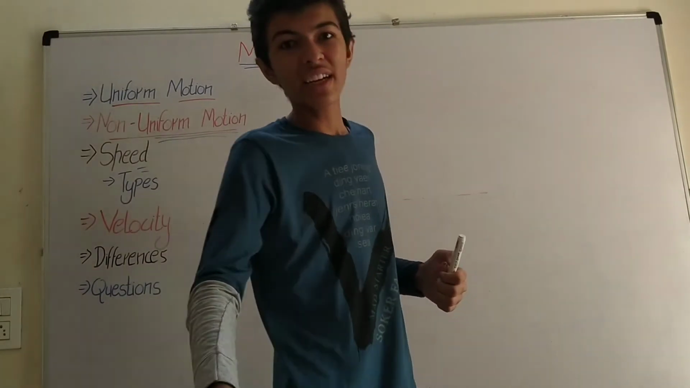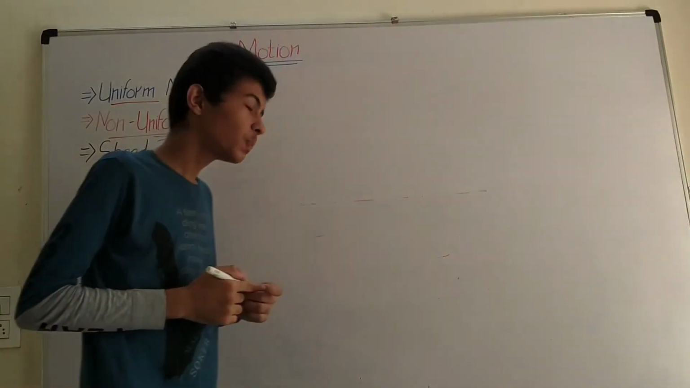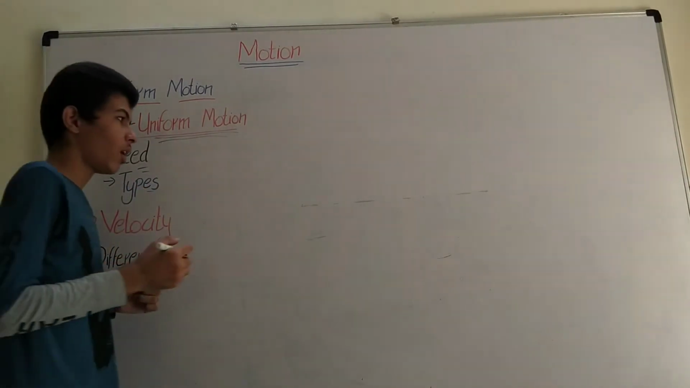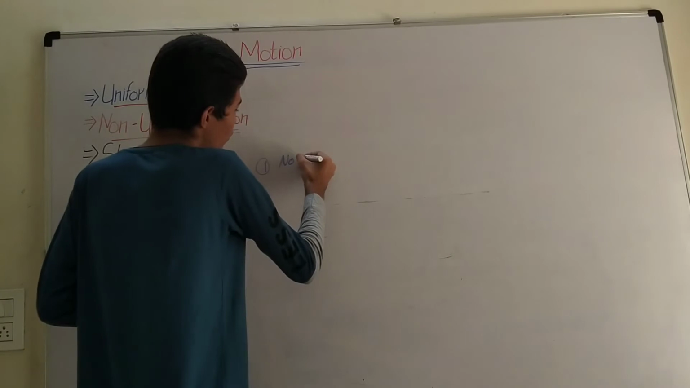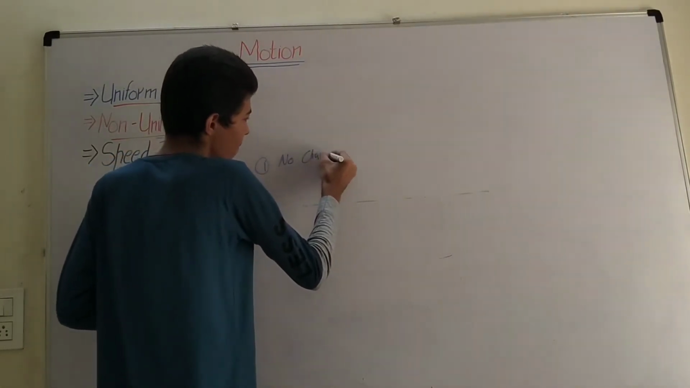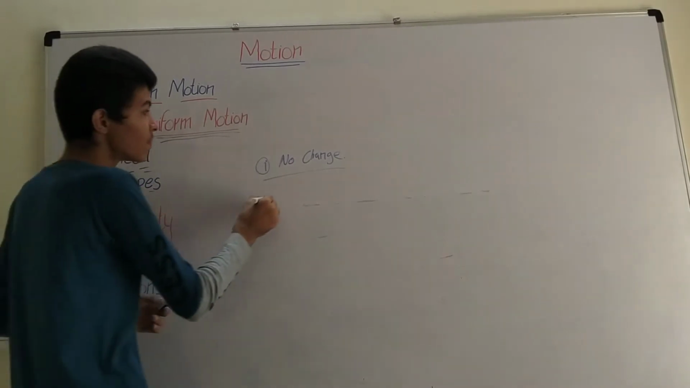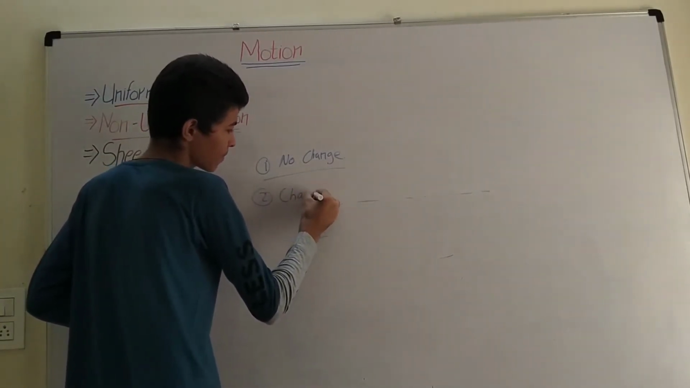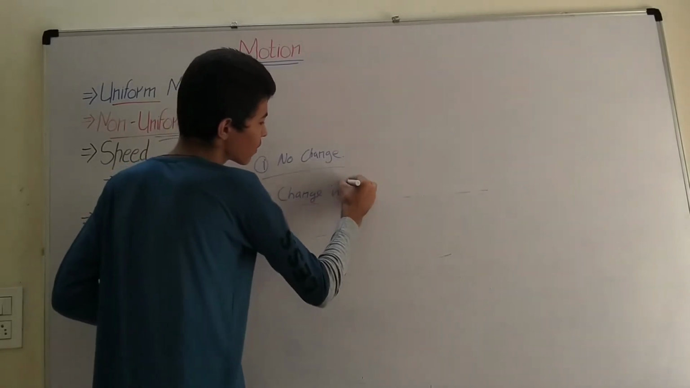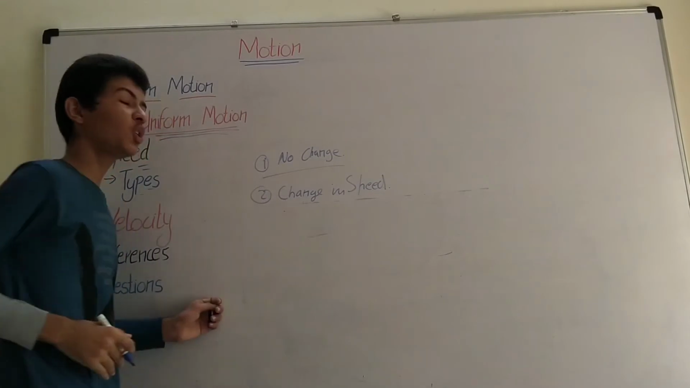So now what are the different types of speeds we have? Now a speed can be of a body that is not changing its speed. So the first point is no change in the speed. The second point we have is change in speed. These changes in speed can be further divided.